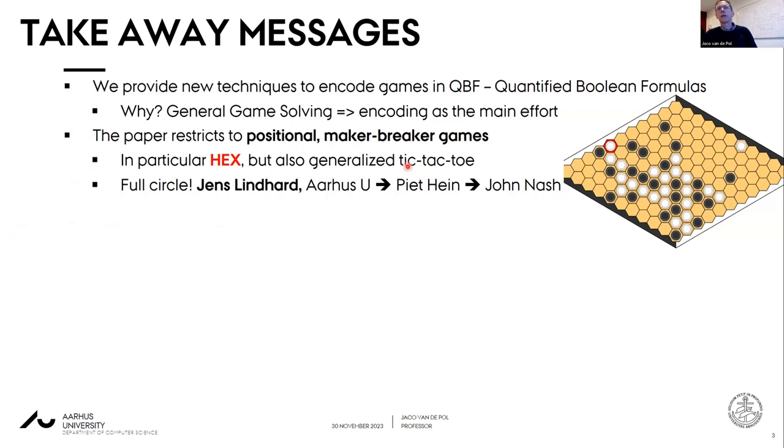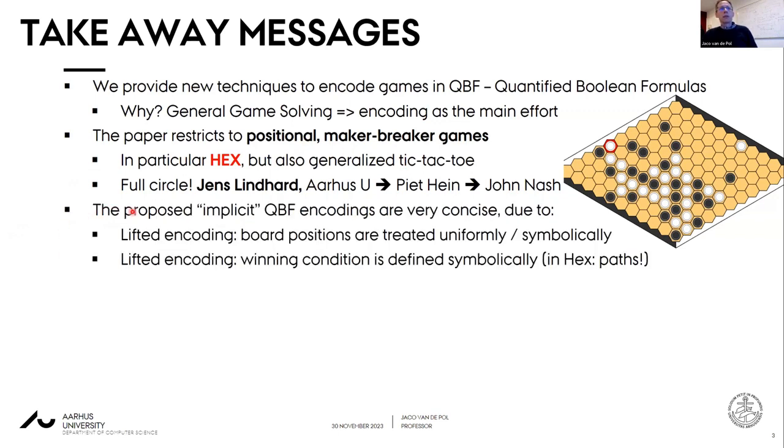But our technique is more general. For instance, generalized tic-tac-toe is also a positional game. So in our QBF encoding, we call it implicit, because what we do is we do not copy formulas for every position of the board and for every time step, but we share those formulas by working in a more symbolic manner. And that's why the encodings are much smaller. And so we treat board positions uniformly, but also the winning conditions.